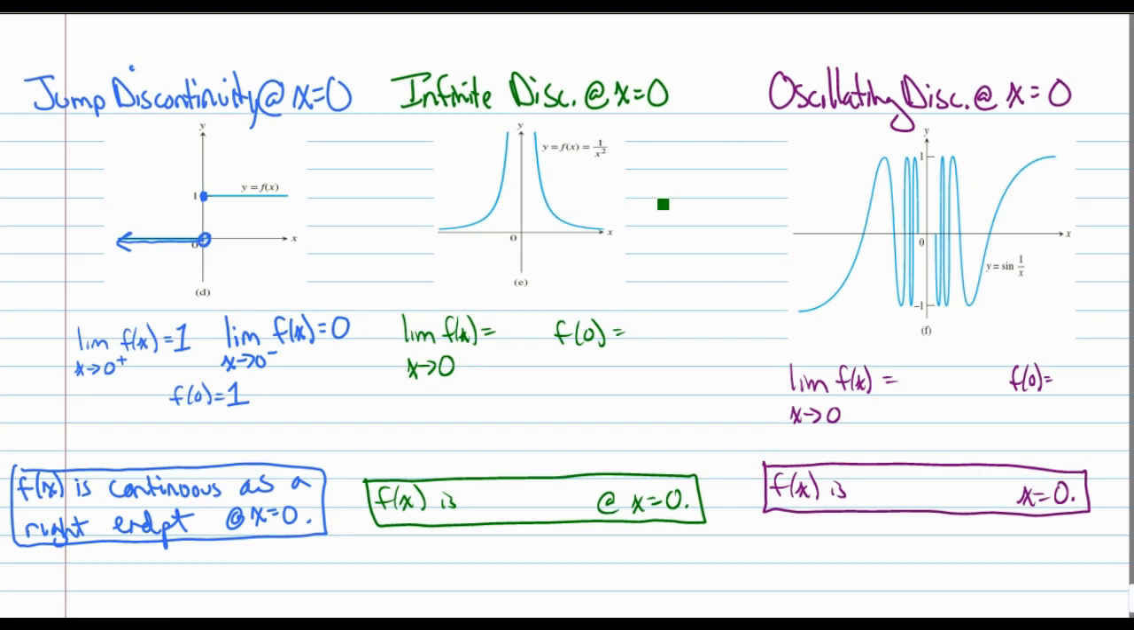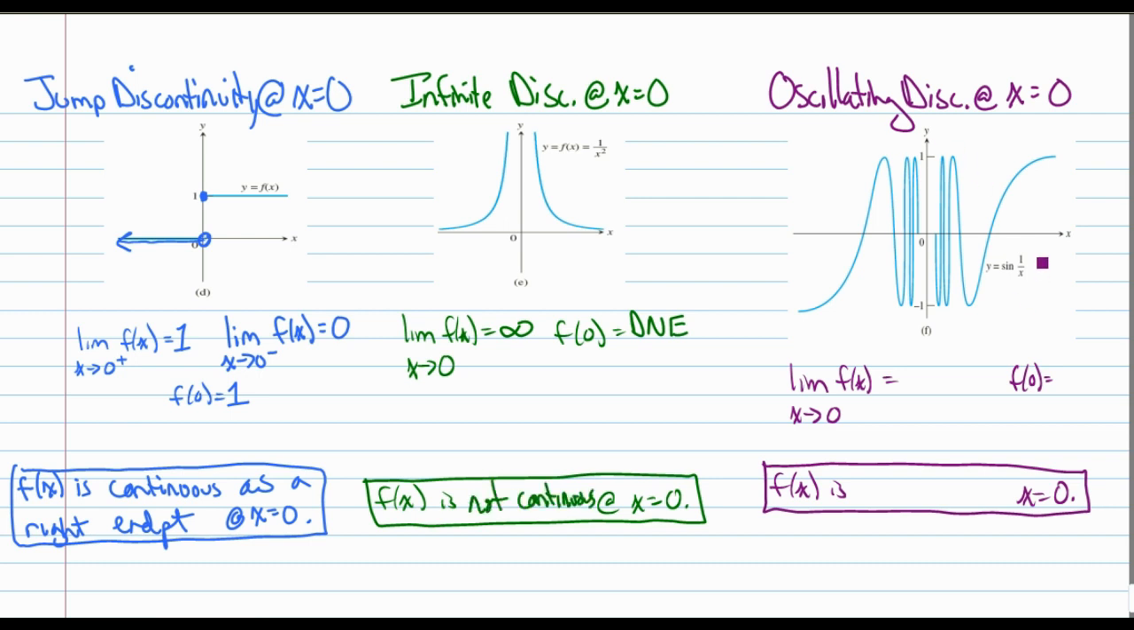This next picture is an infinite discontinuity. The limit as x approaches 0 from both sides, so the two-sided limit, is positive infinity. F of 0 does not exist. So since the limit as x approaches 0 does not equal f's value at 0, the function f of x is not continuous at x equals 0.